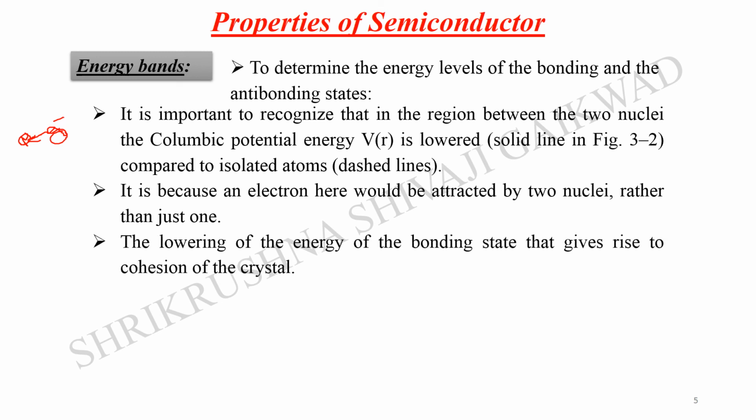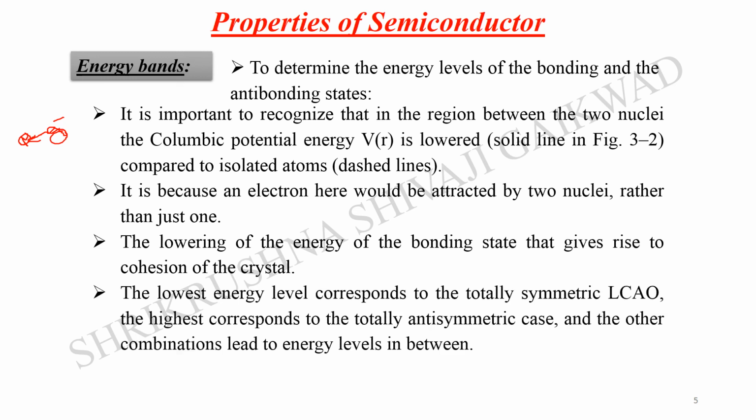So the lowering of the energy of the bonding state gives rise to the cohesion of the crystal. That's why we get the cohesion of the crystal, or the crystal is getting formed. The lowest energy level corresponds to the totally symmetric LCAO, the highest corresponds to the totally antisymmetric case, and the other combinations lead to energy levels in between.